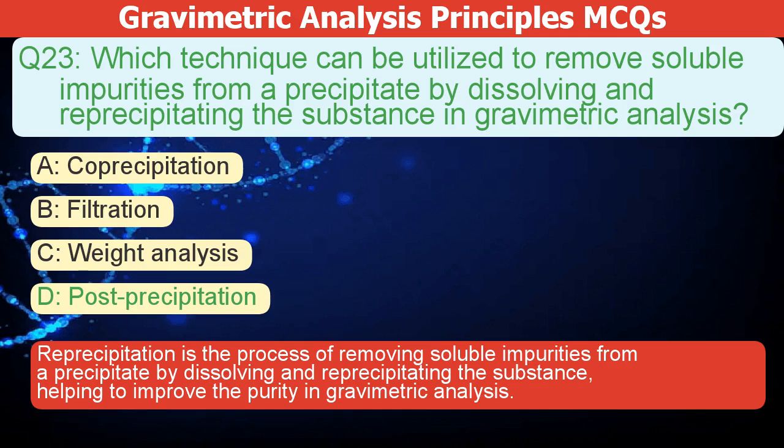The correct answer is D. Reprecipitation is the process of removing soluble impurities from a precipitate by dissolving and reprecipitating the substance, helping to improve the purity in gravimetric analysis.